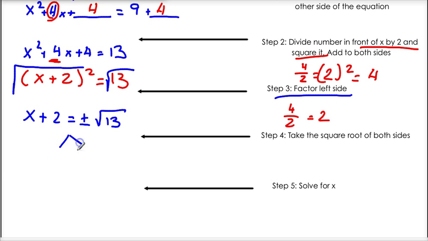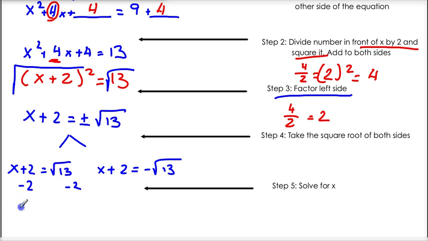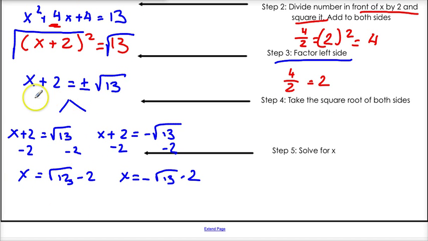So we're going to split this now, and we get x plus 2 is equal to the square root of 13, and x plus 2 is equal to negative square root of 13. Okay? Solve both of these, subtract 2 from both sides, and you get x is equal to the square root of 13 minus 2, and x equals negative square root of 13 minus 2. Why did I write 12 there? Minus 2. And that's your answer. Another way to write this, by the way, is you subtract 2 from both sides.